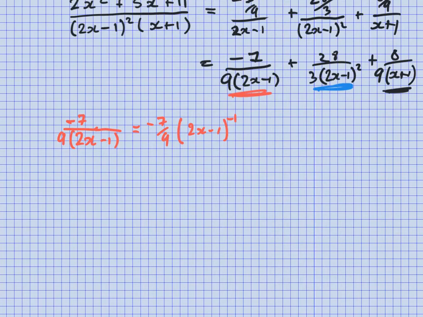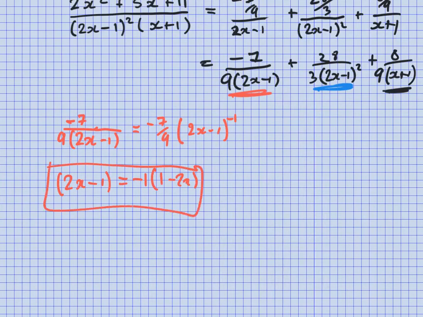But that's not how we would normally see it. We'd normally see this as 1 minus or 1 plus. So I'm just going to think about 2x minus 1. That's equal to minus 1 times 1 minus 2x. That's going to be useful.